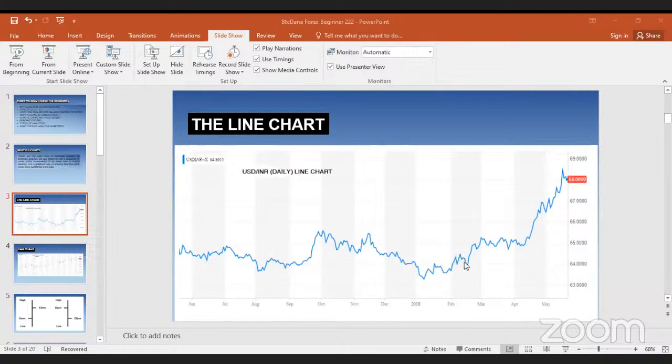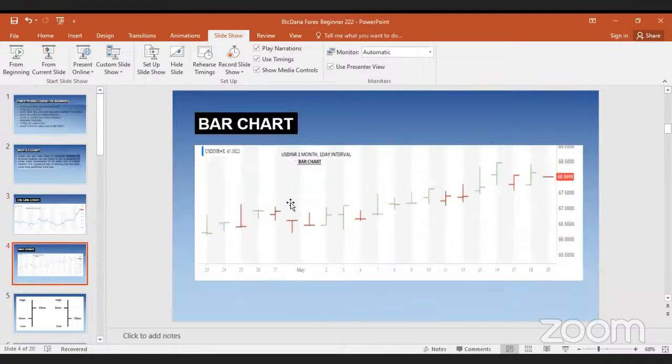It just depends on the one you are comfortable with. When I show you the three types of charts, it depends on the one you want to start trading with. Don't worry, after I show you the three charts, I'm going to tell you the one that I'm comfortable with personally. So this is the second one, which is the bar chart.